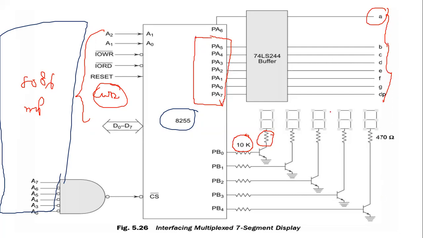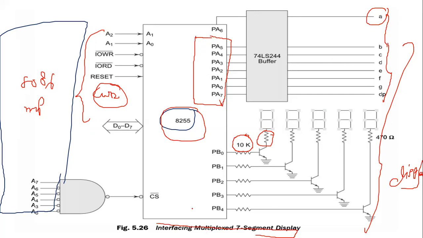These are the displays. Okay. This is the display section. This is the 8255 PPA. So this is the interfacing of the multiplexer signal.